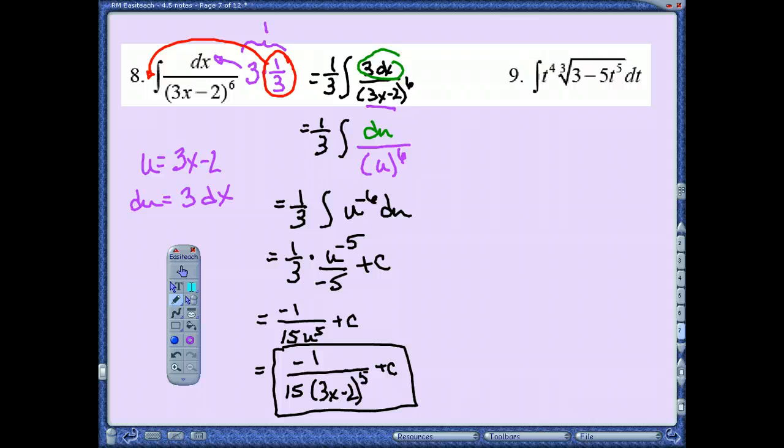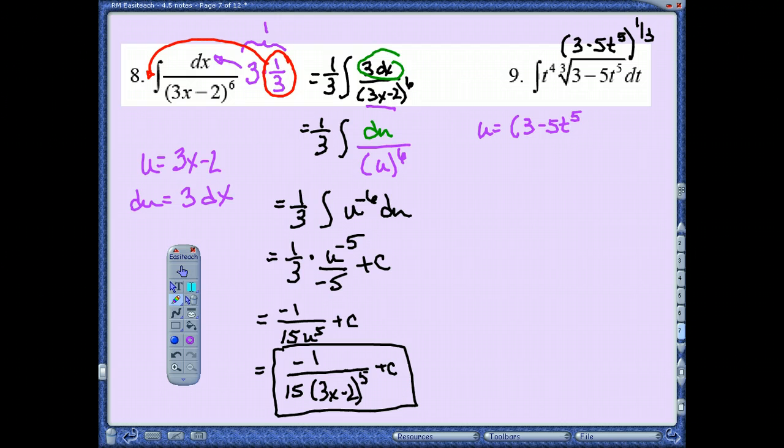All right, so let's look at number 9. Same concept. We have something being taken to a power. Remember that this is a cube root, so that's a 1/3 power. We have that t to the 4th hanging out, but we're pretty sure that that's going to go with the dt and form our u substitution. U is going to equal that quantity being taken to a power.